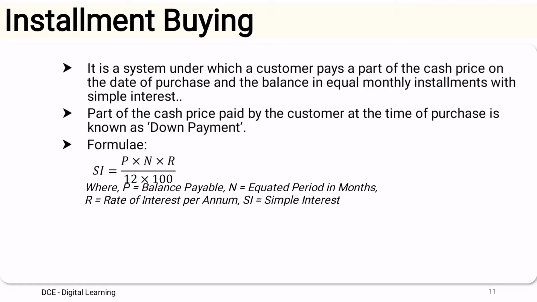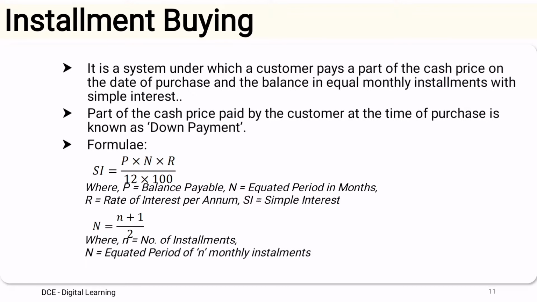So therefore SI equals P into N into R divided by 12 into 100, where P is the balance payable, N is equated period in months, R is rate of interest per annum, and SI is simple interest. Here N means equated period in months, so N is (n plus 1) divided by 2. Here the small n stands for number of installments, number of monthly installments, and N is the equated period of n monthly installments.